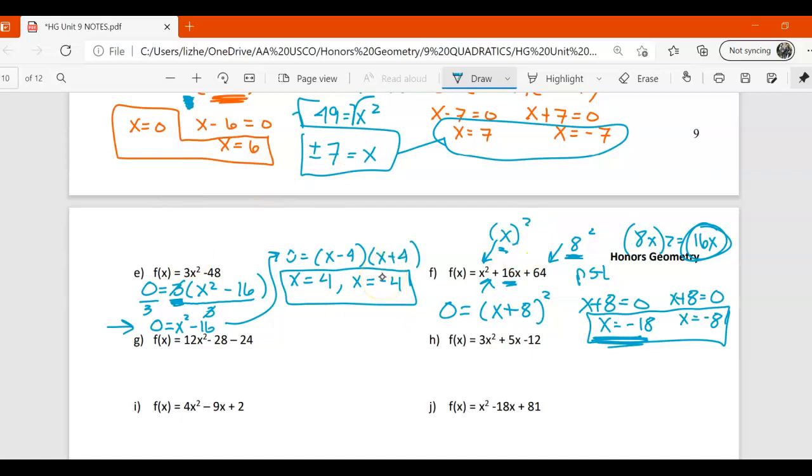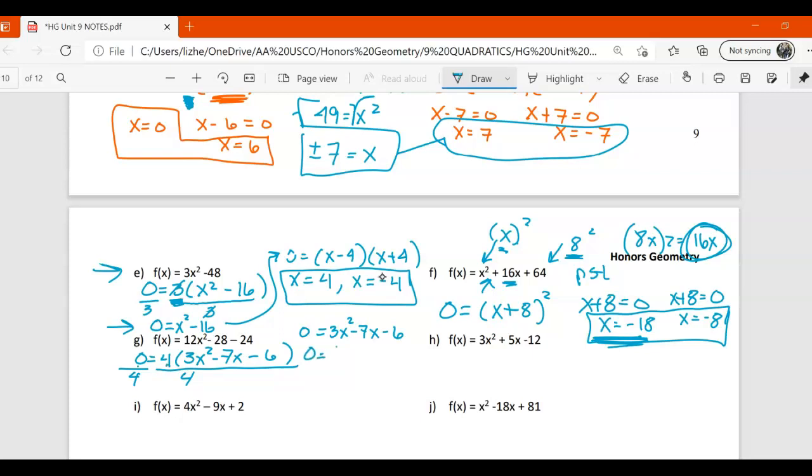G. I see that they all have a 4 in common. So I'm going to say 0 equals 4 times 3x squared minus 7x minus 6. All right, I'm going to divide out that 4 just like I did in E. So I divide everything by 4, and I'm left with 0 equals 3x squared minus 7x minus 6. Notice you can only divide out a number when it's an equation equal to 0, and it's not a variable there. That's a normal number.